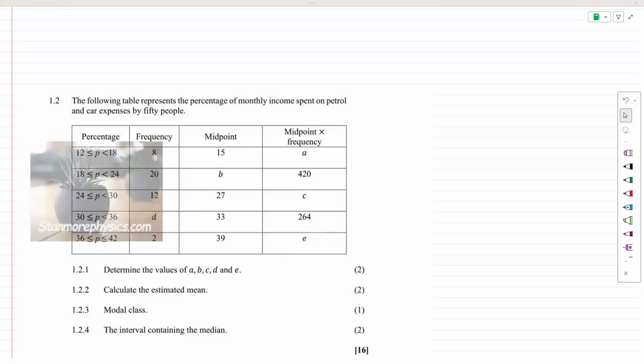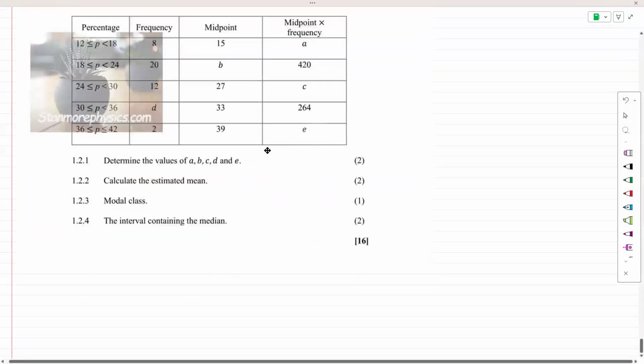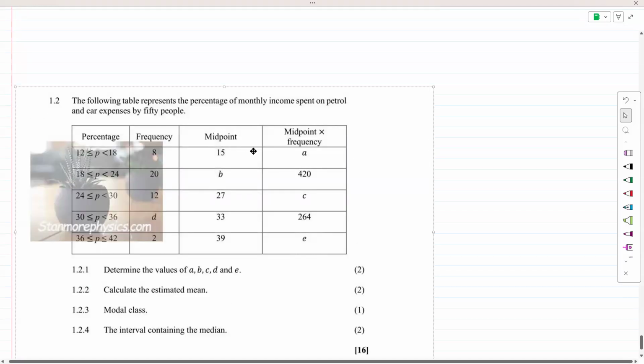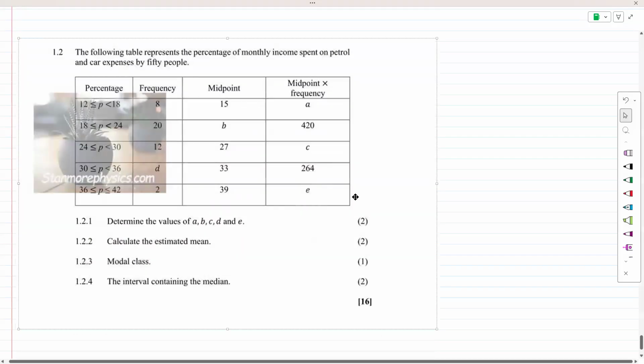Okay. This question generally, sometimes it's not fun, but Eastern Cape generally has easier papers, so it's okay. Let's work with it, right?